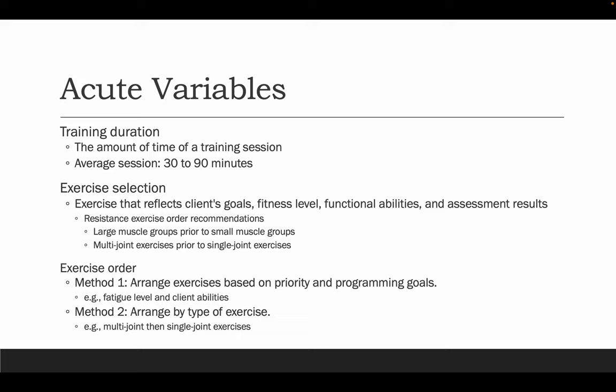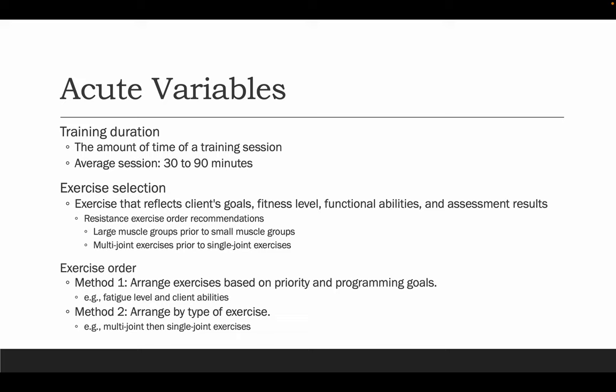Or you arrange them by the type of exercise, like it says, multi-joint, then single joint. So the example of that: let's say you were doing a split routine and you were going to work on quads. Quads are your main focus for the day, and you're only doing quads that day. Multi-joint wise, you might consider doing a barbell back squat or a front squat, or some free-weight-based squatting motion. And you can use a leg press if you wanted to, things like that.